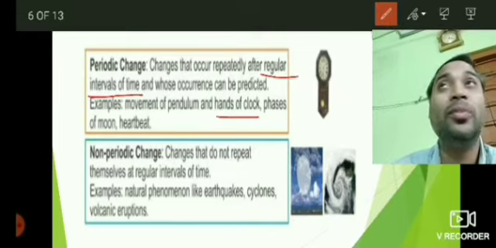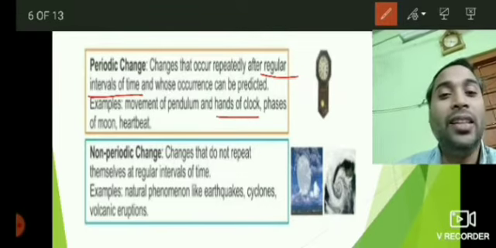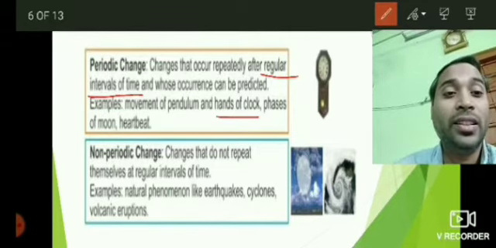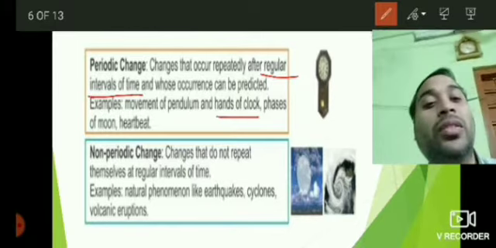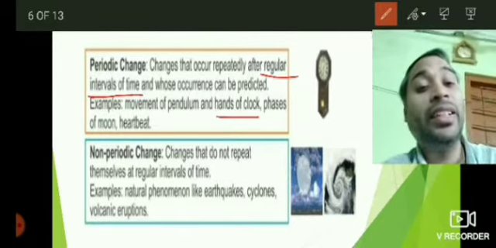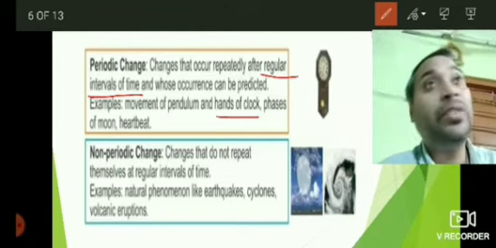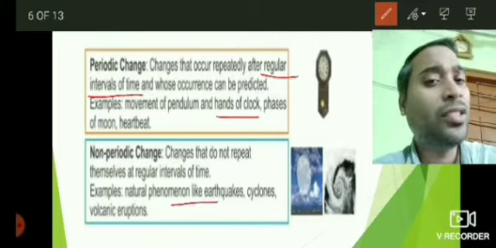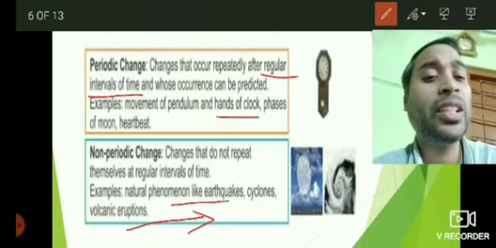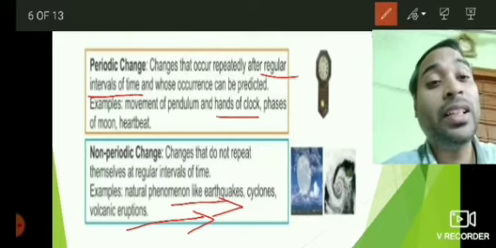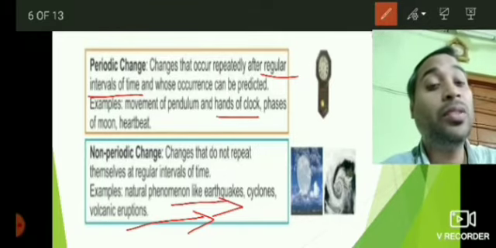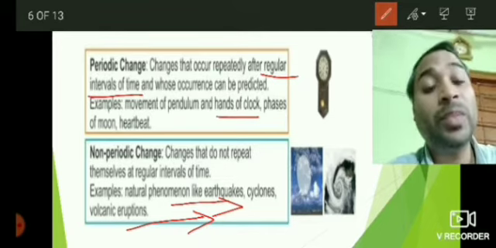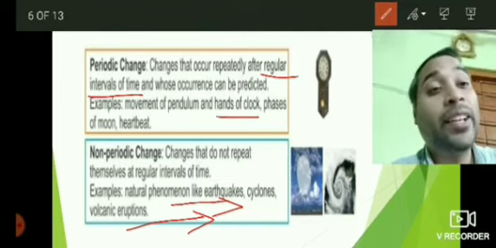So just the opposite of periodic we can define non-periodic. So examples of such changes are natural phenomena like earthquakes, cyclones and volcanic eruptions. So they are all what? Natural phenomena, but they are not predictable. We cannot predict their occurrence. So they are non-periodic. And also we can categorize this into which type of change? Undesirable change, because this type of changes brings about a lot of destructions to human civilization. So from that perspective this is not desirable.